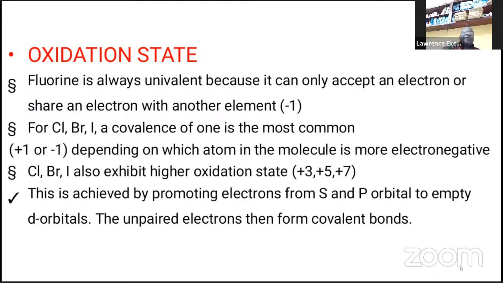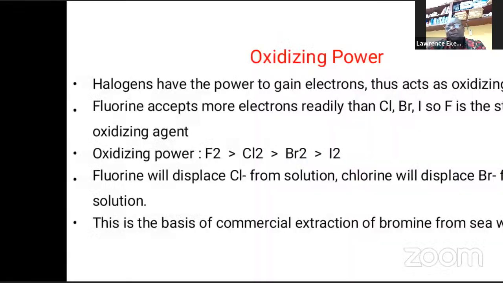This is possible when electrons are promoted from the p shell to the s shell, or from the s and p shells to the empty d orbital. When electrons are promoted to the d orbital, they can exhibit the higher oxidation states of +3, +5, and +7, which is common with chlorine, bromine, and iodine. And when this happens, they easily form covalent bonds because of the paired electrons.